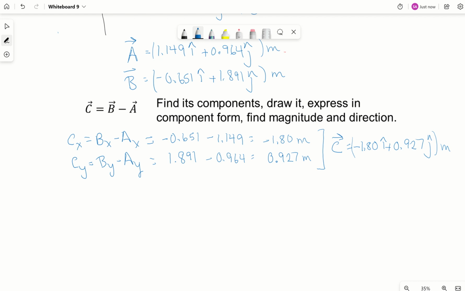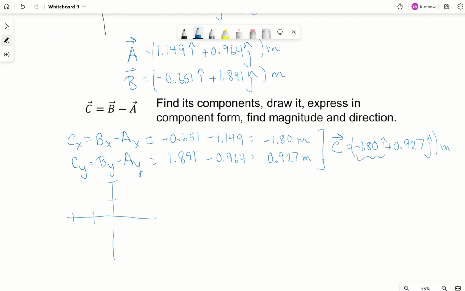Okay, so I found the components. Now I need to draw it. So let's put on our x and y axes again. Now I need to go backwards, minus 1.8 in the x direction. That's my instructions over here. It says go minus 1.8 in the x direction, and then go plus 0.927 in the y direction. So let me make the distances sort of equal.